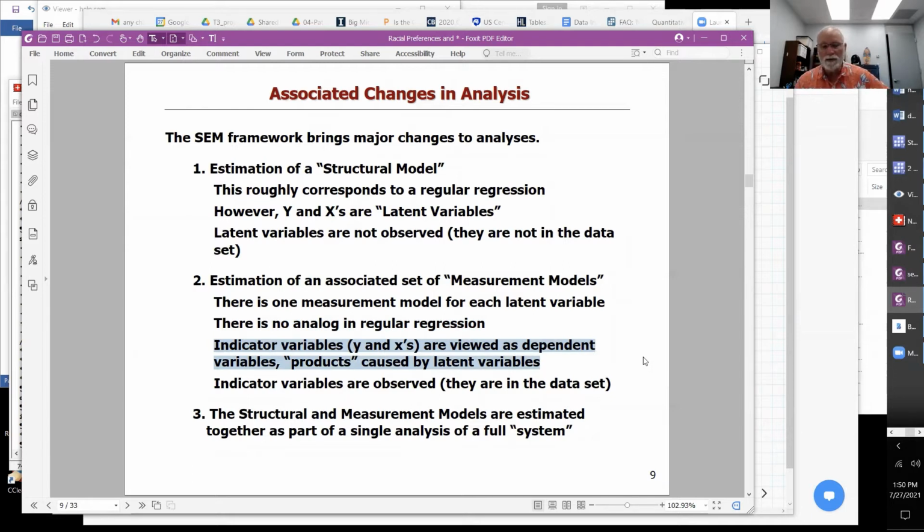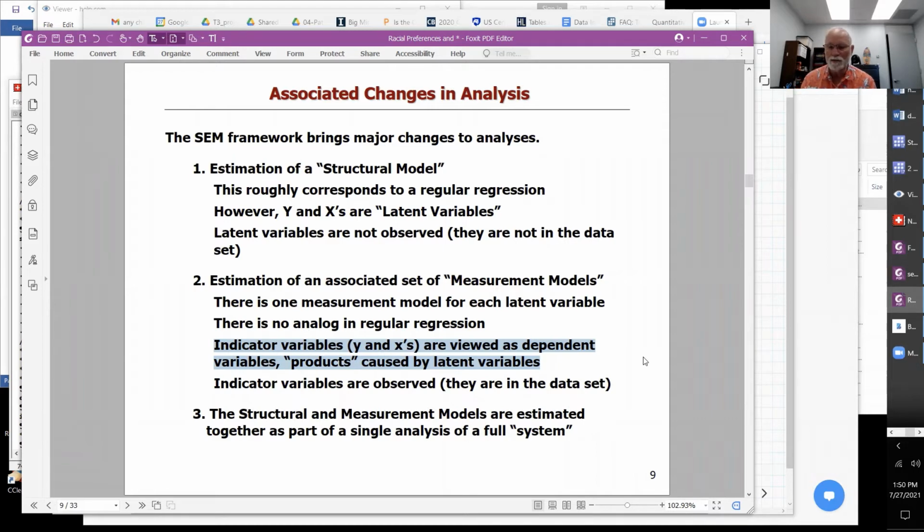So within this framework, within the SEM framework, your observed variables are seen as produced by the latent variable. That is, the observation that you've made, the measured x, the measured y, comes about and is created by the existence of the latent variable.